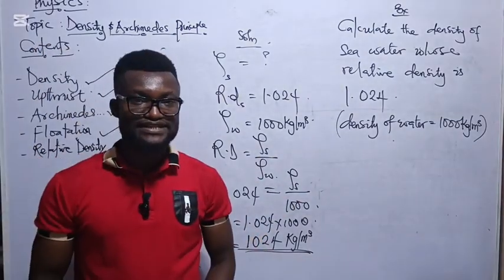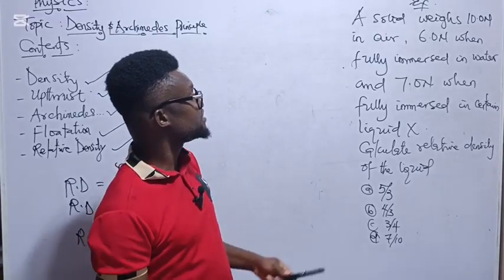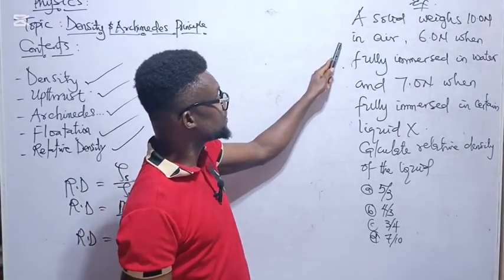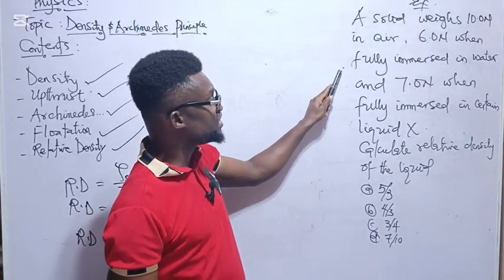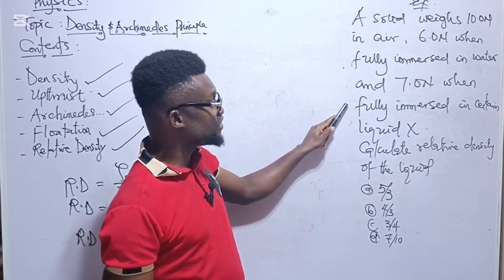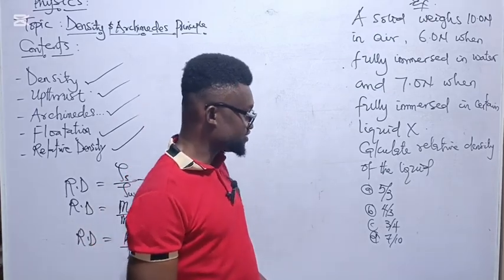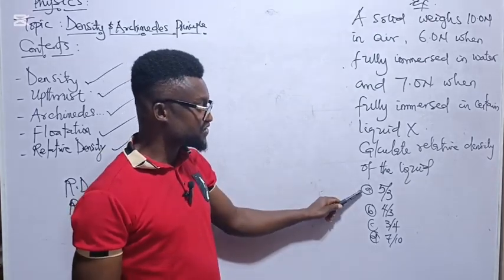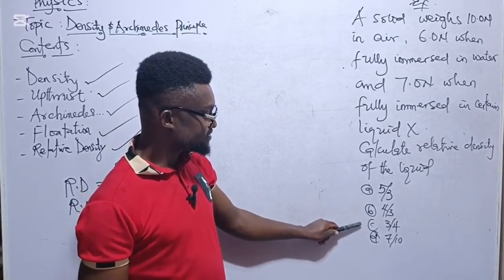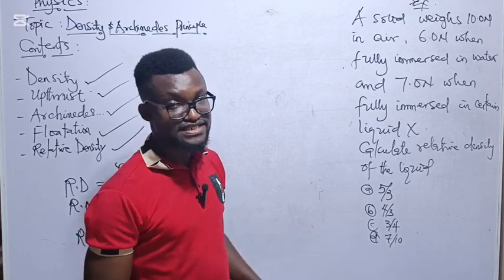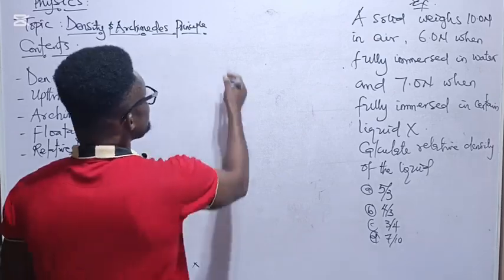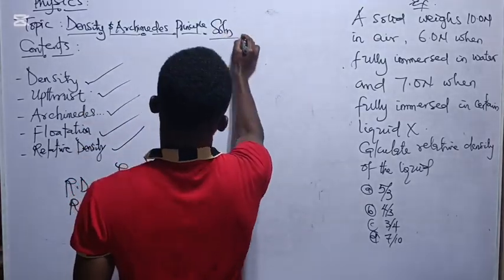Let's get to the next exercise. We have a question on the board. It reads, a solid weighs 10 Newton in air, 6 Newton when fully immersed in water, and 7 Newton when fully immersed in certain liquid X. Calculate the relative density of the liquid. We have option A, 5 over 3, B, 4 over 3, C, 3 over 4, and D, 7 over 10. So, solution to the exercise.